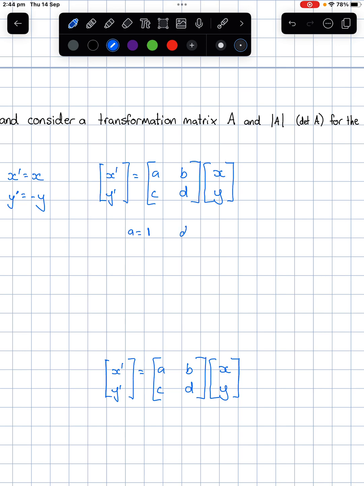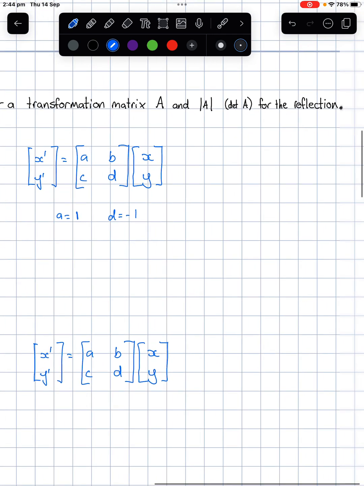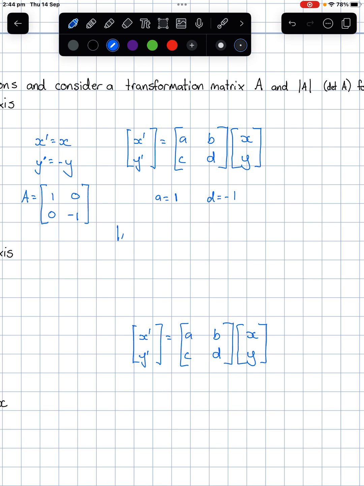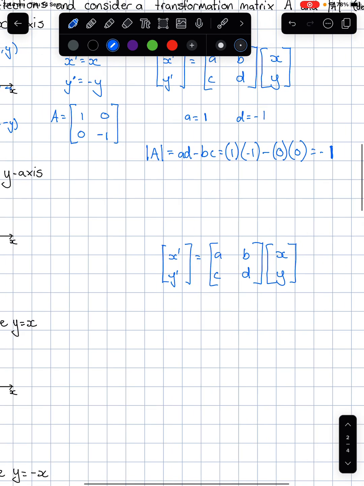So the transformation matrix for this particular transformation is A equals 1, 0, 0, negative 1. And the determinant of this matrix is, let's just write the formula out so we can practice, AD minus BC, which means we're looking at 1 times negative 1 minus 0 times 0. And so we get a determinant here of negative 1. Okay, so that's our first one done.